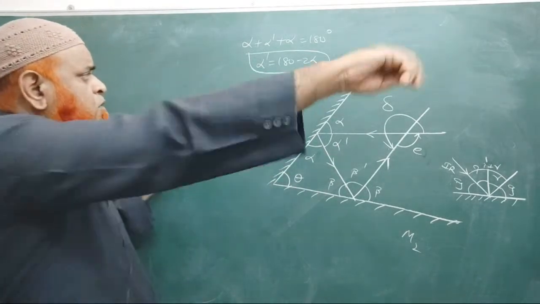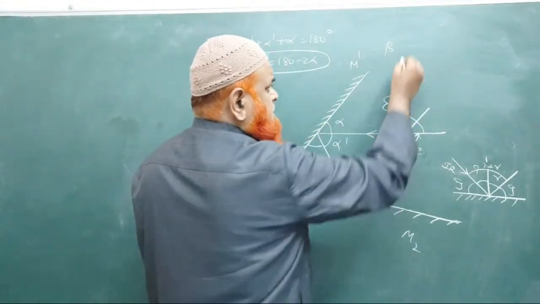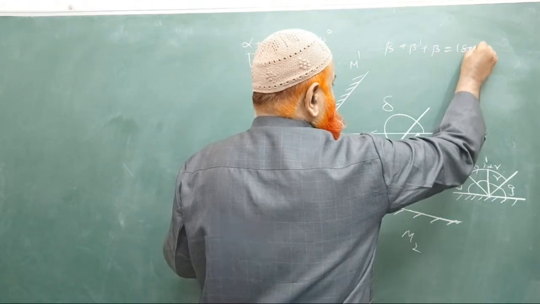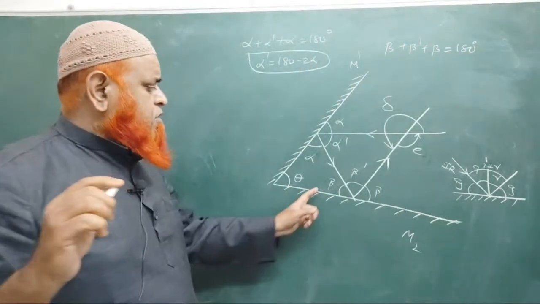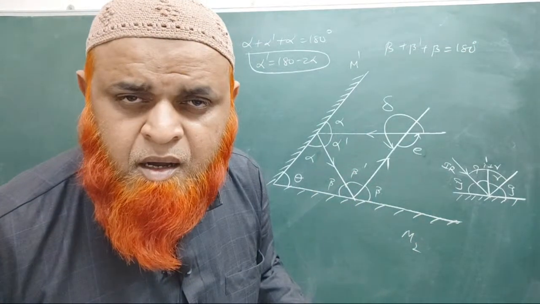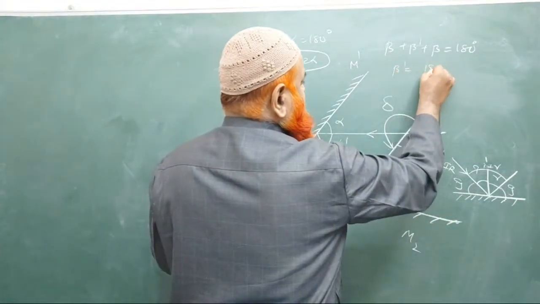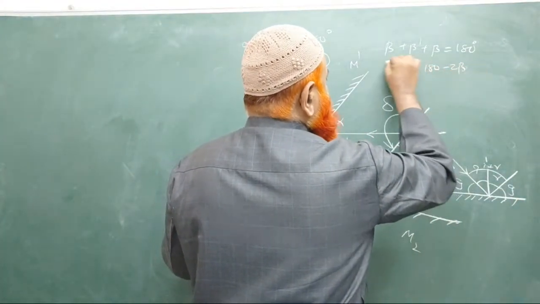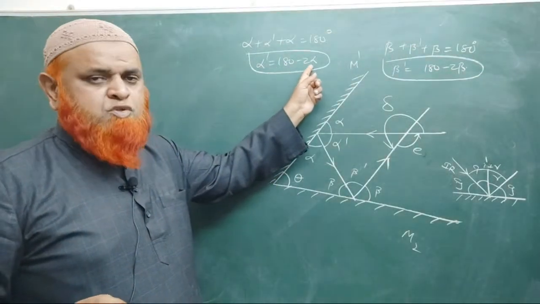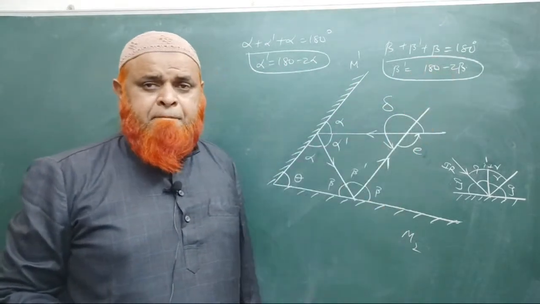Okay. Now similarly you can consider beta plus beta dash plus again one more beta is going to be 180 degrees. Because this is a single line, we consider it as 180 degrees. So therefore beta dash is equal to 180 minus 2 beta I'll be getting. Okay, so alpha dash I got it as 180 minus 2 alpha. Beta dash I got it as 180 minus 2 beta.